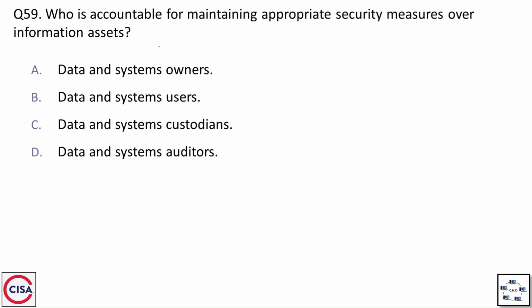Question number 59. Who is accountable for maintaining appropriate security measures for information assets? Option A, data and system owners. Option B, data and system users. Option C, data and system custodians. And option D, data and system auditors. And the correct option is option A, data and system owners.